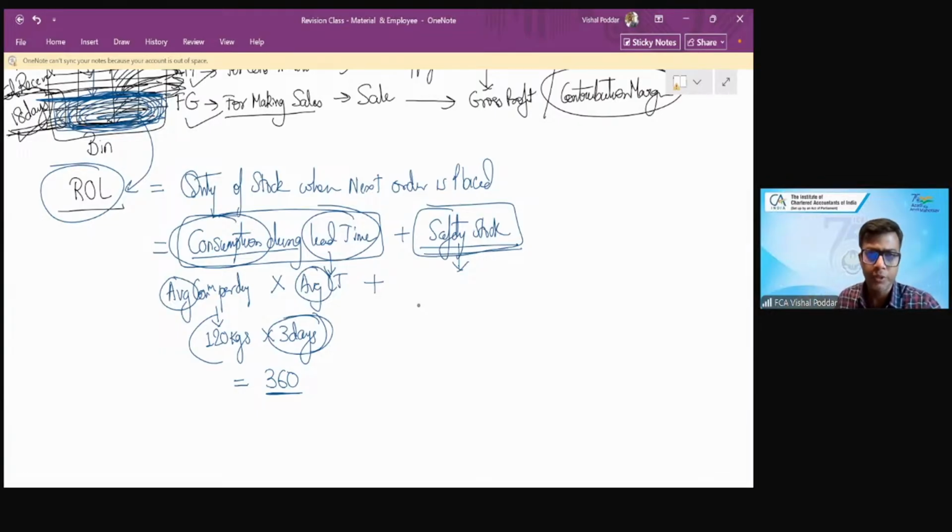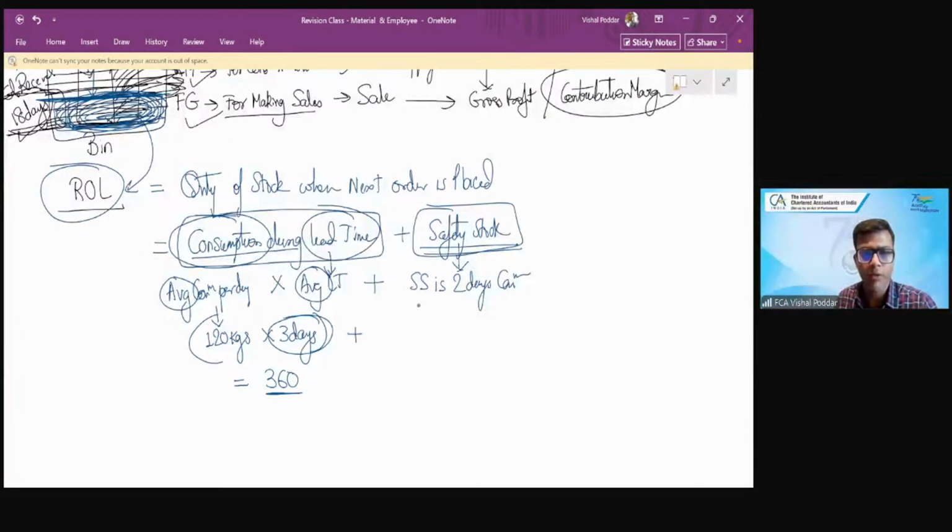Now, in your questions, either the safety quantity is directly given. Let us say they will say maintain safety of 200 units. Then no calculation required. Or they will say, listen to my words, maintain safety stock of 1 day, or safety stock is equal to 2 days consumption. So the language is safety stock is 2 days consumption. Means what? They want you to keep a safety stock which will last for 2 more days.